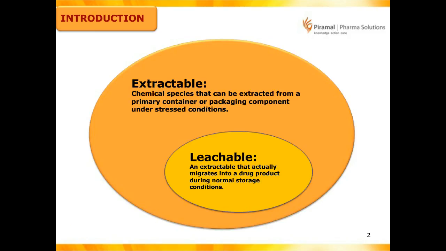What does extractable mean? An extractable is a chemical species that can be extracted from a primary container and/or packaging component under a stress condition. Coming to leachable, an extractable that actually migrates into a drug product during normal storage condition is called a leachable. So whenever any organization is performing an extractable leachable study, they need to understand from where extractables will come and how leachables will impact the drug product. These are two different things.